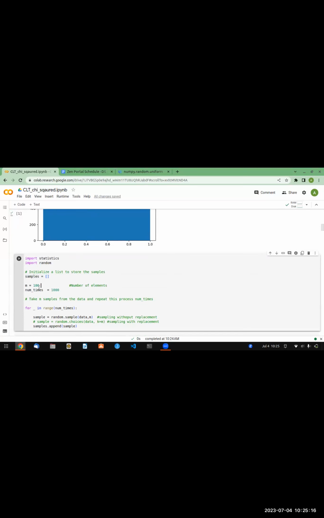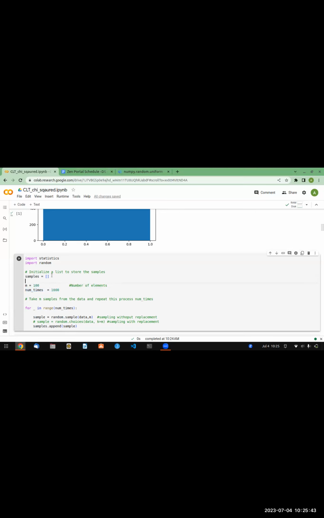And here I am taking 100 elements. From 10,000 elements, I am going to take 100 elements and make a sample. And this is my D, that means I am going to repeat this 1,000 times. How many samples am I going to get? 1,000 samples. Are we all on the same page? Anyone wants any clarification?